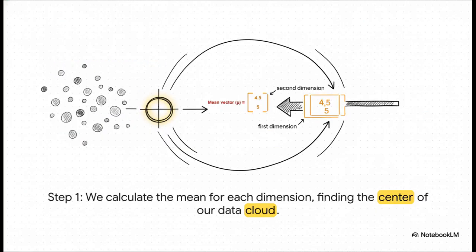First things first, we find the average for each dimension. This gives us the mean vector, which is basically the center of gravity for all our clues. Finding this center point is the absolute first step to understanding the overall shape and direction of our data.